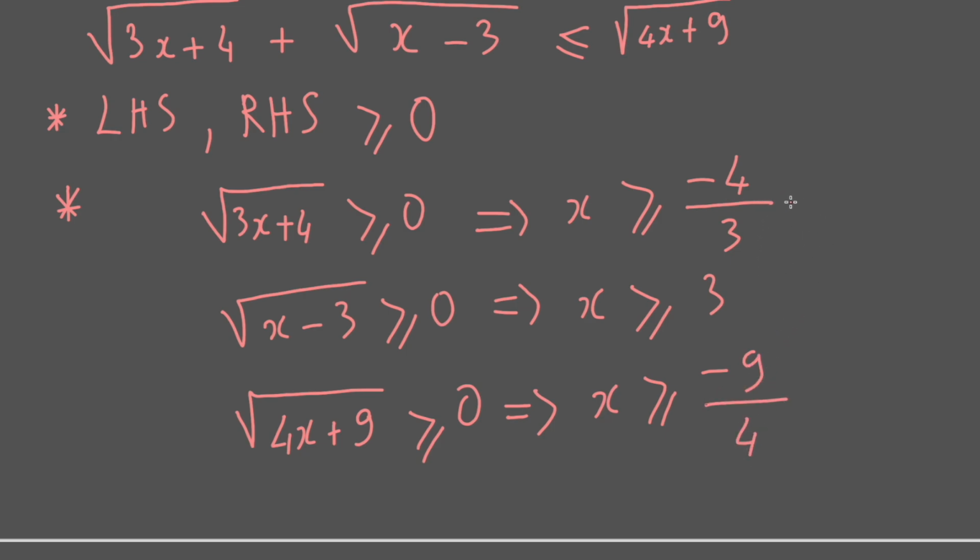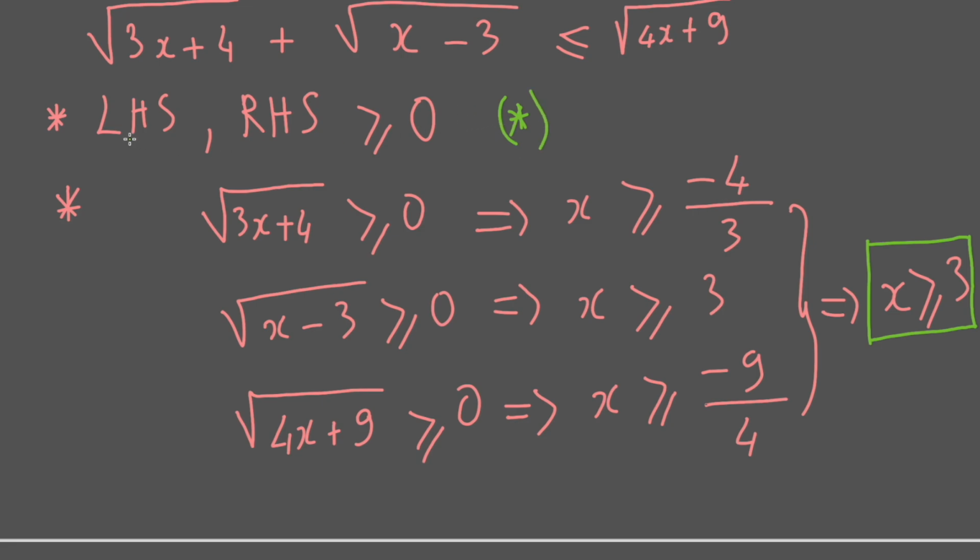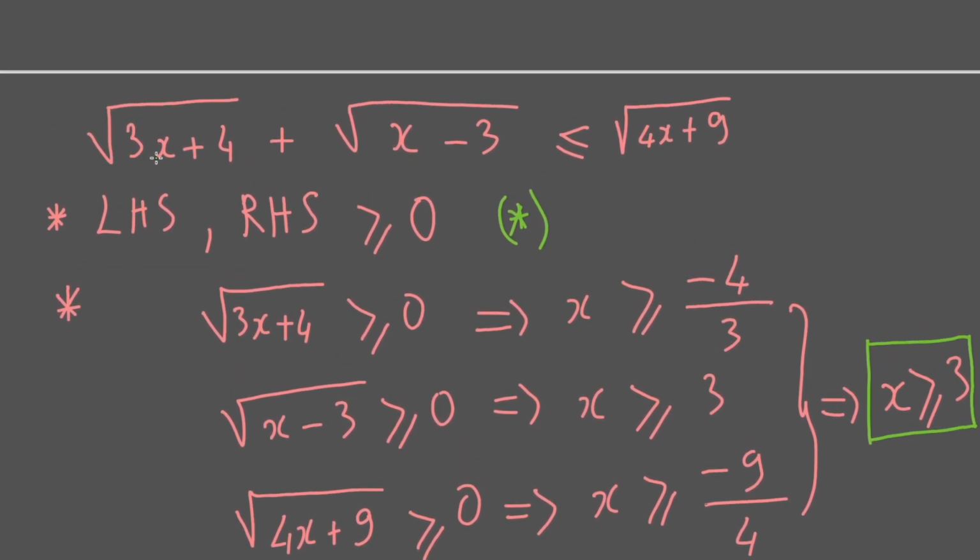When we combine the three of them, we have the domain of x for the condition: x greater or equal than 3. So that's the first condition of x. Then based on this asterisk, the left hand side and the right hand side are equal or greater than 0. Then when we square both sides of this inequation, the sign will not change.